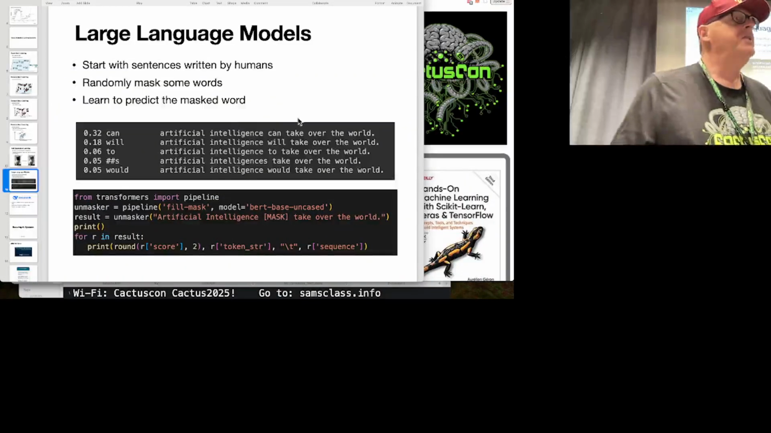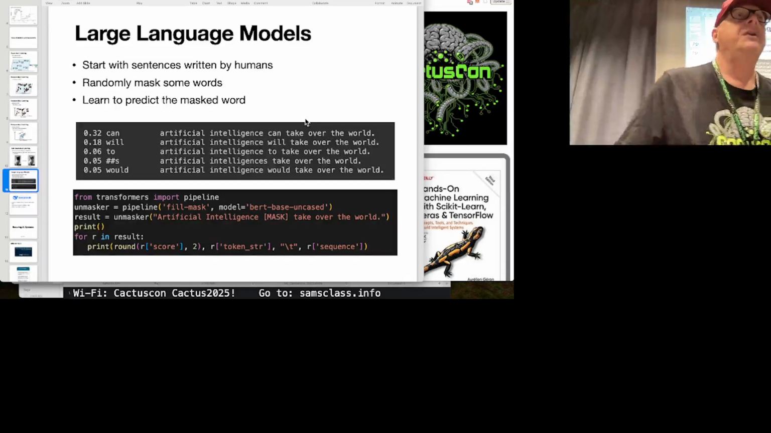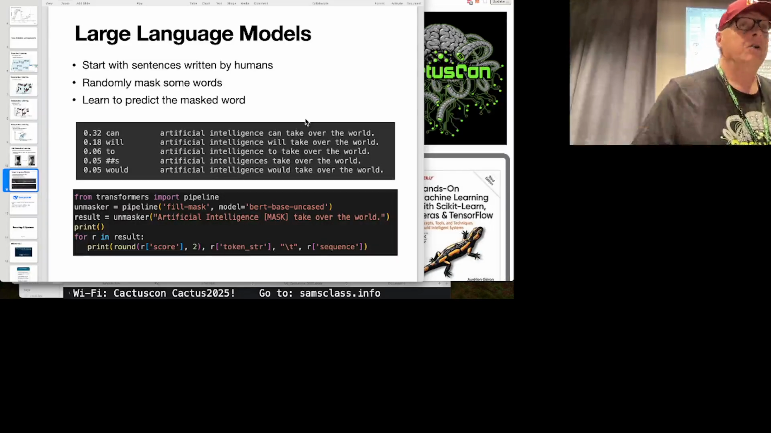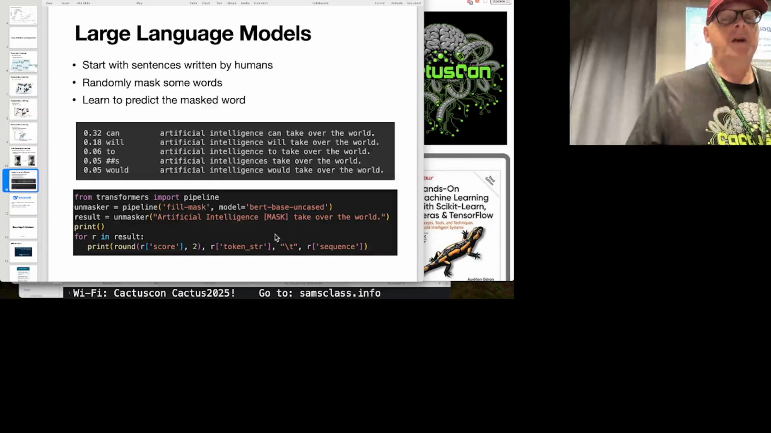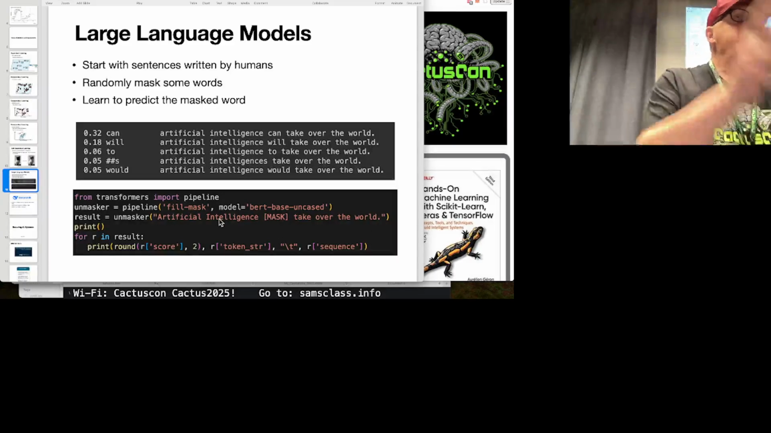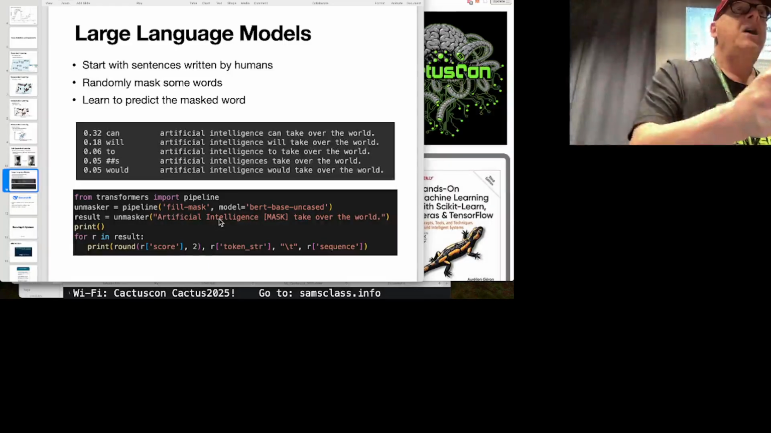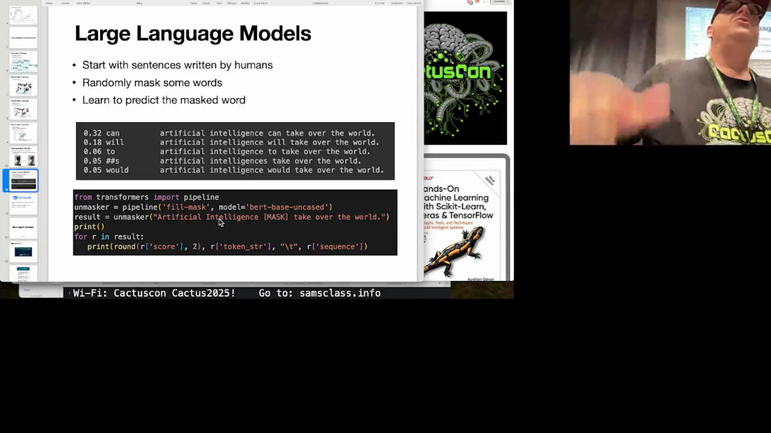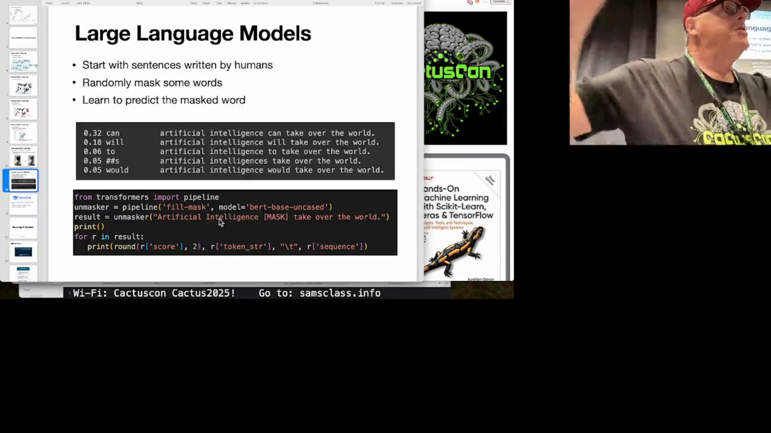They start with sentences written by humans. They just dump the entire contents of Reddit or the whole internet or something. You get a whole lot of English and other languages. And then you just remove some of the words. You mask them. Artificial intelligence, mask, take over the world. And now the AI practices predicting this word from context. And then you take sentences and you mask every one sentence. You replace the second sentence in a pair with the correct sentence or a randomly chosen wrong sentence, so the AI learns to deduce the sentence from context.